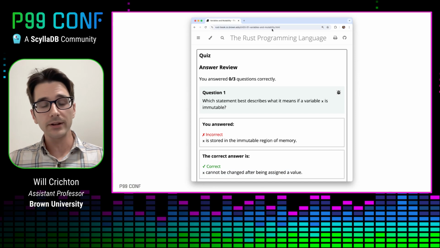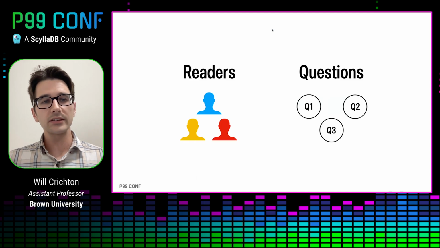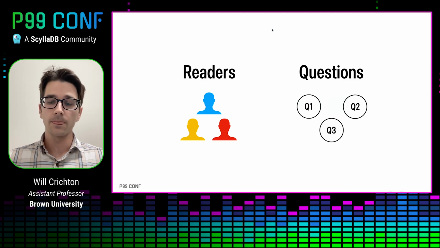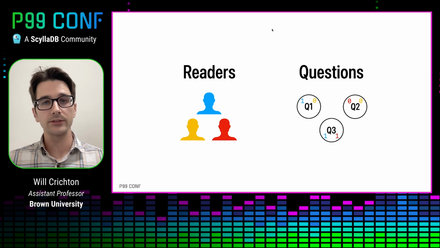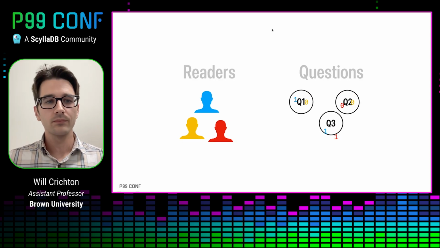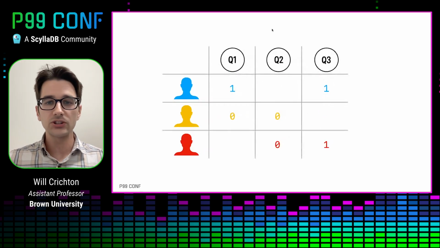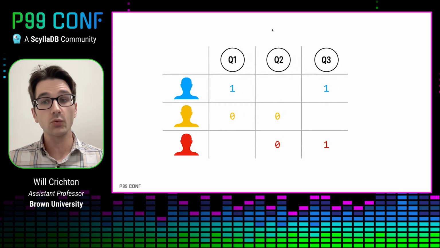So for context, I was running an experiment where we asked people quiz questions in an online textbook like this. So we had a set of readers and a set of questions. Not all readers answered every question. So we had a sparse set of responses for each question, either 1 for correct or 0 for incorrect. And you can think about this data as like a table with missing entries. So each row is a person, each column is a question, and each cell is either 0, 1, or a blank for no answer. That's the raw data.